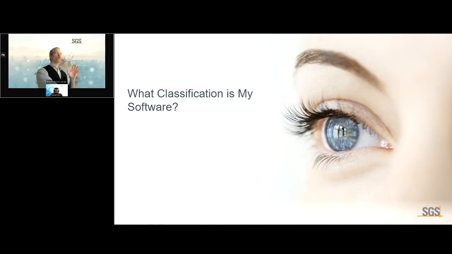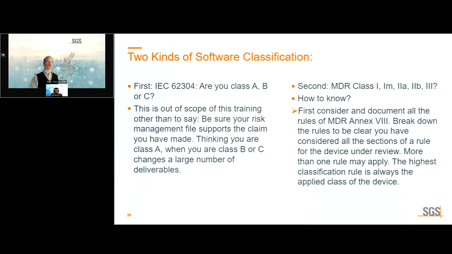So the next step is, what classification is your software? Of course, when we talk about software, there's always two types of classifications that we might be talking about. There is 62304's definition of class A, B, and C. That's not in scope today and not what we're going to be discussing. Although I do want to mention, be sure that your risk management file supports the statement. Remember the definitions of class A, which is that harm is not possible. If we look at your risk management file and we find that harm is in fact possible, then you're not class A.